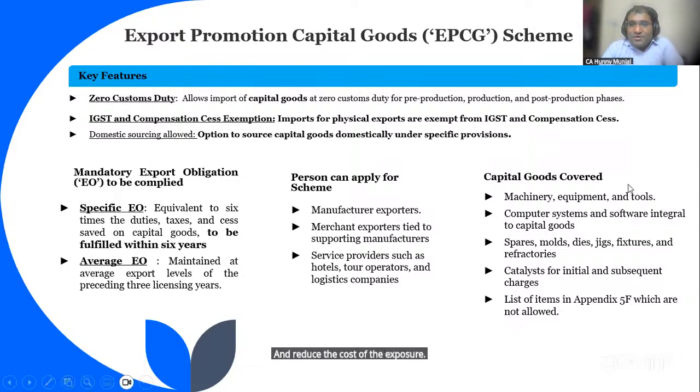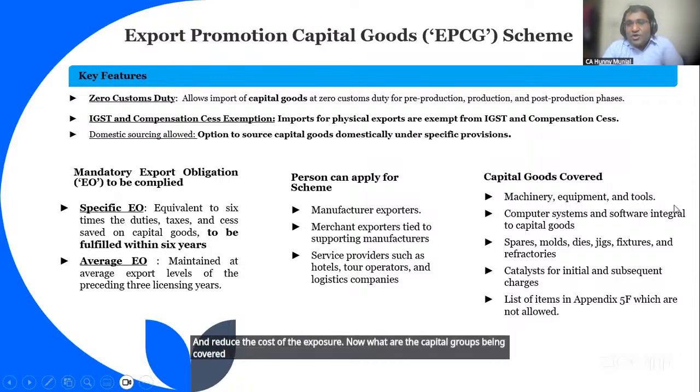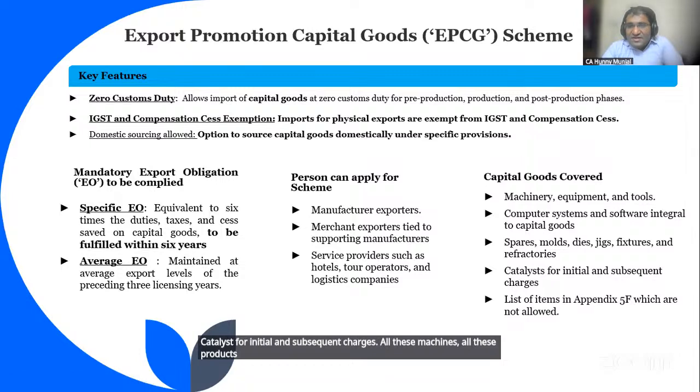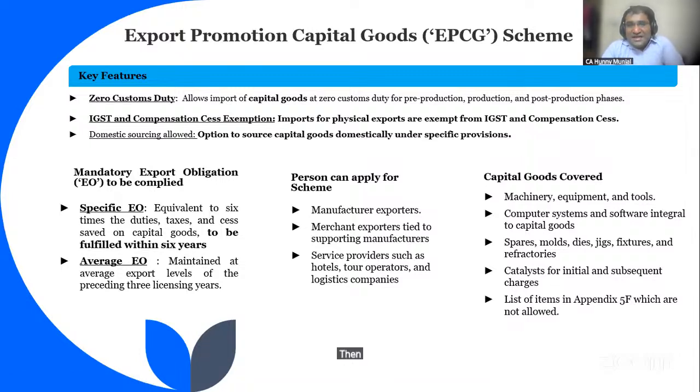Now, what are the capital goods being covered? Machinery, equipment, tools, computer systems, software, integrated capital, spares if you require spares, molds, dies, jigs, fixtures, refractories, catalysts for initial and subsequent charges. All these machineries, all these products, if it's a capital good for you, then you can import, taking the benefit under the scheme, which is zero custom duty and IGST and compensation cess.